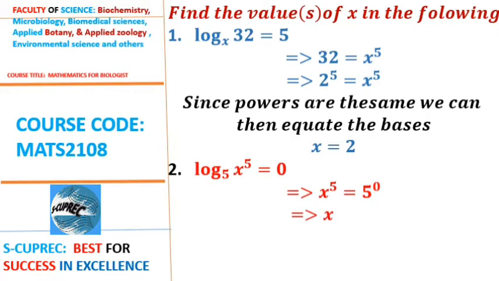Now remember that any number raised to the power 0 is always equal to 1. So x raised to the power 5 equals 1. For us to remove this 5 here, we simply have to include the fifth root on the other side of the equation. If we had 2 here, we have to introduce what? A square root. If we had 3, we have to introduce what? A cube root. But now we have 5, so we have to introduce the fifth root. The fifth root of 1, if you punch your calculator, you're going to have it as 1. So this implies the value of x is equal to 1.